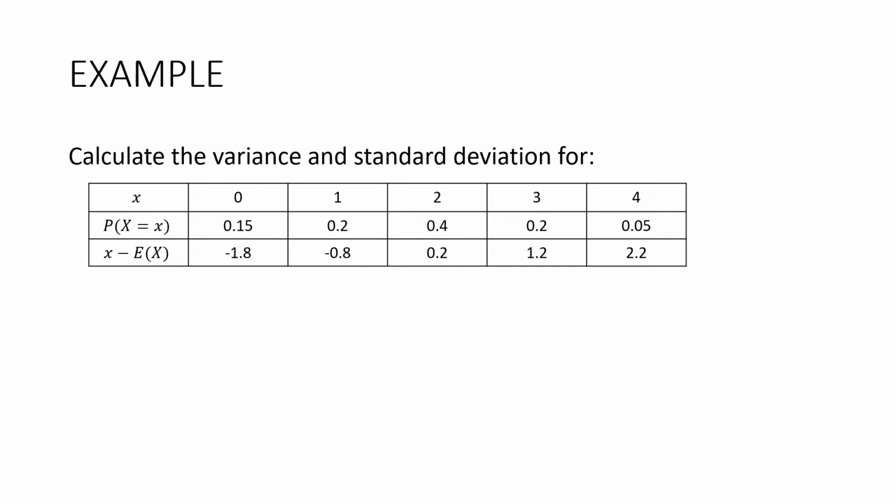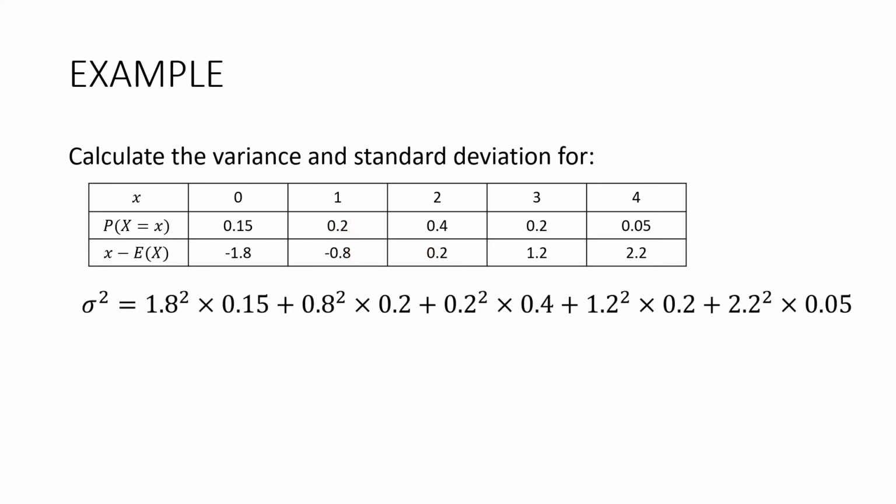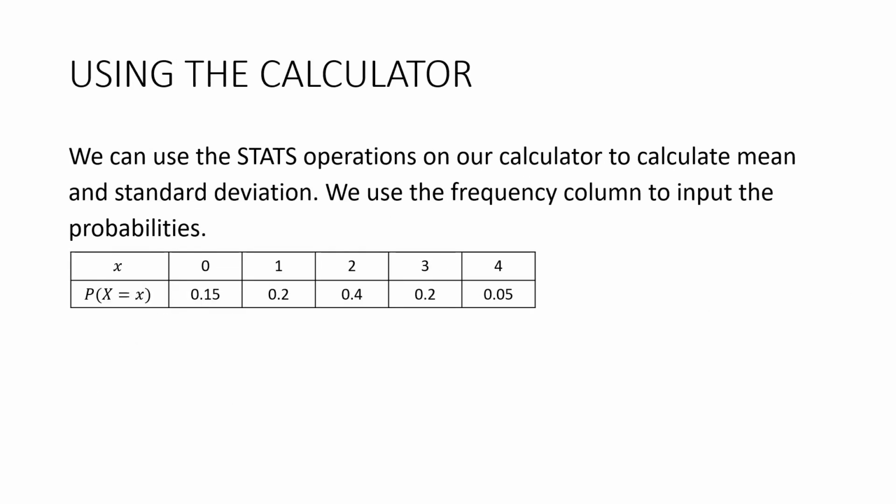So remember it's going to be this value here squared multiplied by the respective probability. So this one squared times this, squared times this, etc., and add them all up. And that's going to give us 1.16. So that's the variance, and the standard deviation will be the square root of that, which is 1.077.